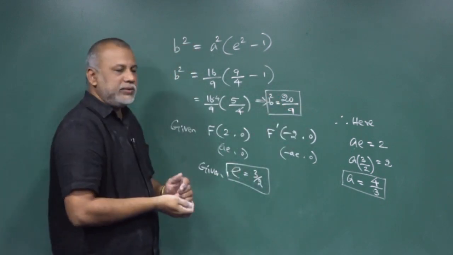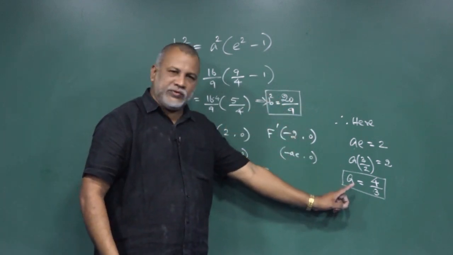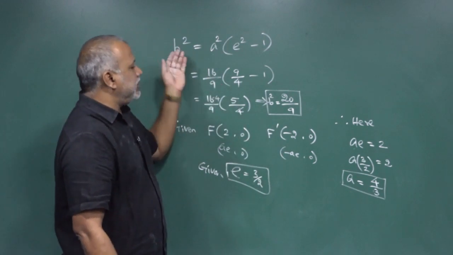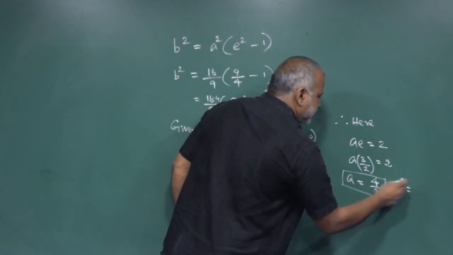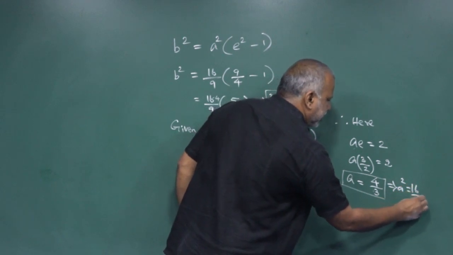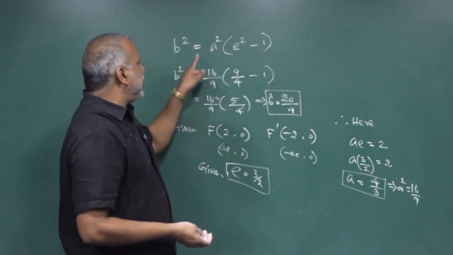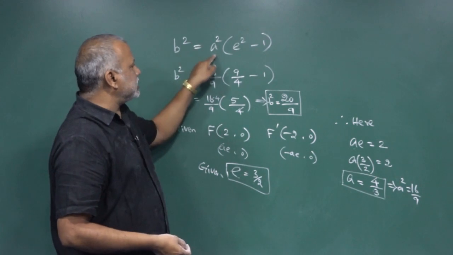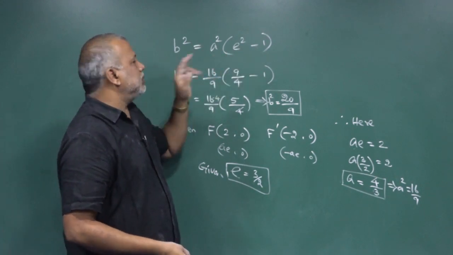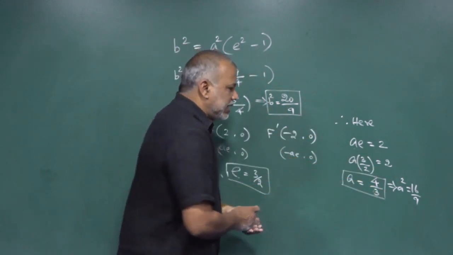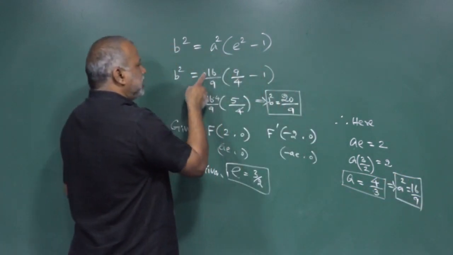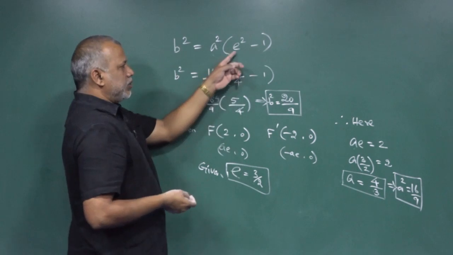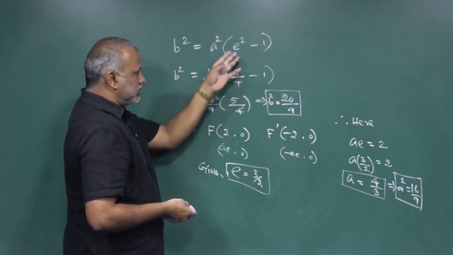Listen students once again. After finding the value of A, we need B squared. A squared means 4 by 3 squared becomes 16 divided by 9. So the formula to find B squared is A squared times (E squared minus 1). A squared we just worked out as 16 divided by 9. Substitute here 16 divided by 9. We need A squared. What is the value of E squared?